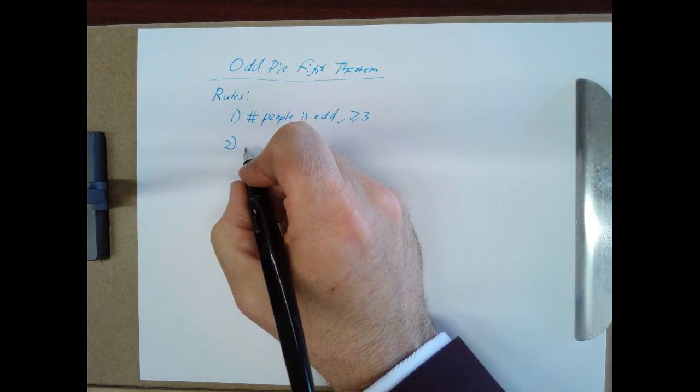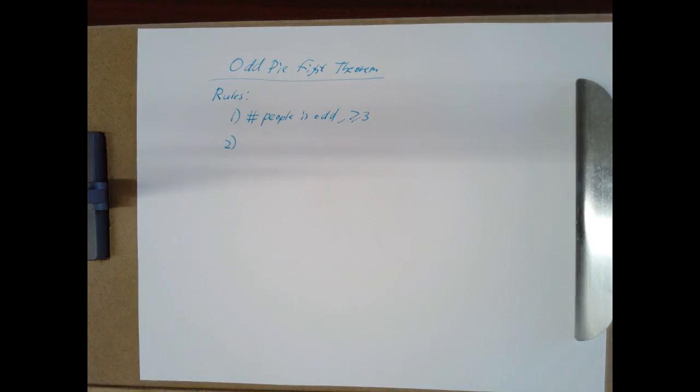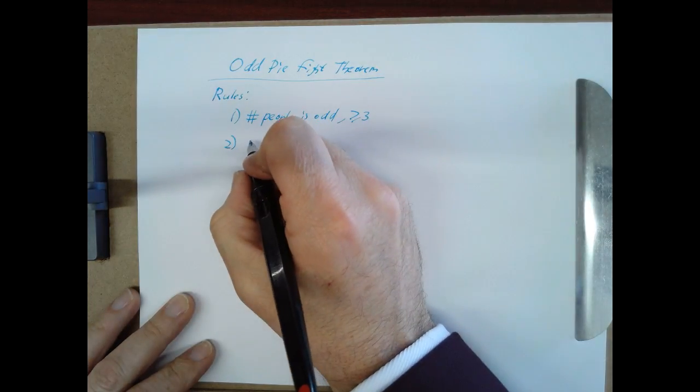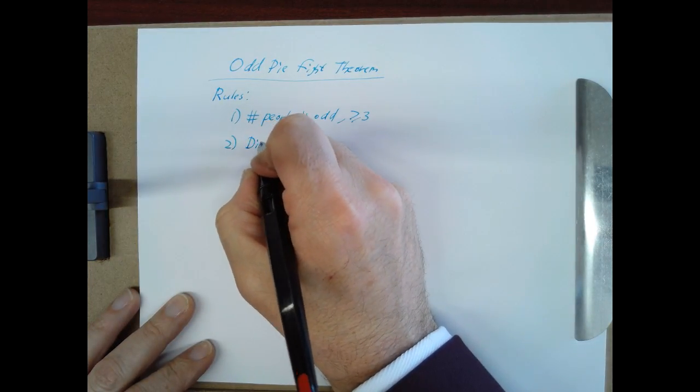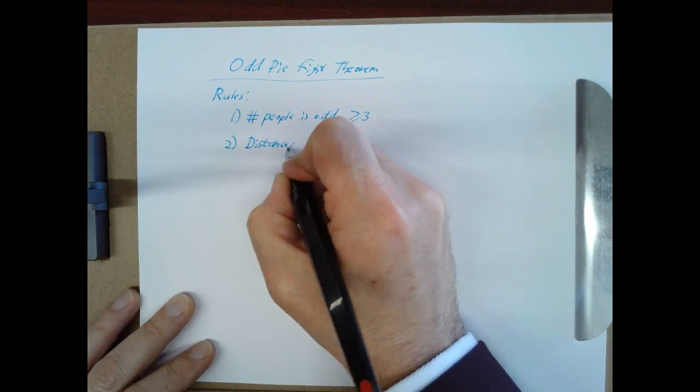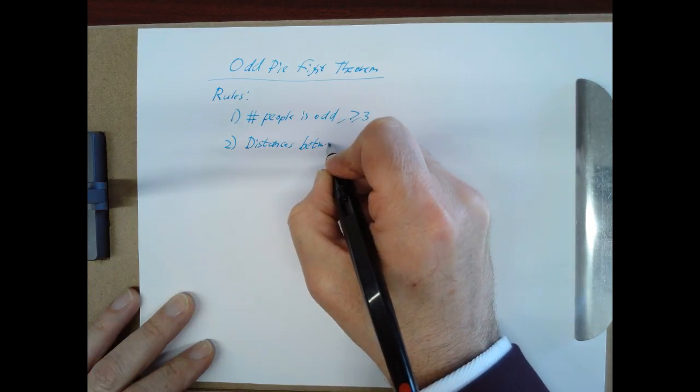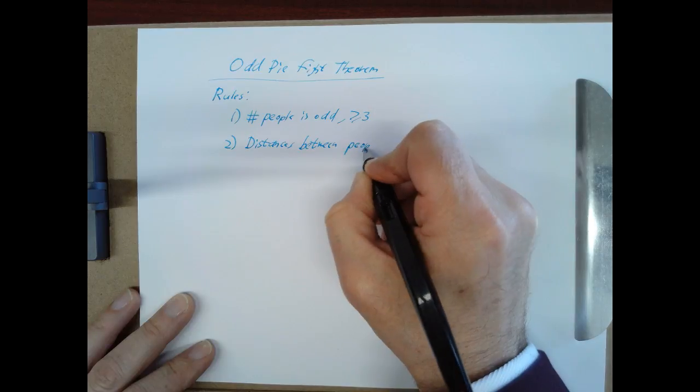So people walk into a room, and as they walk in, you hand each of them a pie. And they stand somewhere in the room, and they must remain stationary once they're ready to start the fight. So everybody goes and stands somewhere in the room, and they're holding a pie in their hand. Okay? When they've all fixed their positions and they're not going to move anymore, we need to have this second rule. Distances between people are unique.